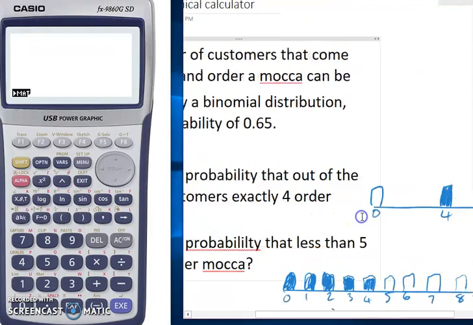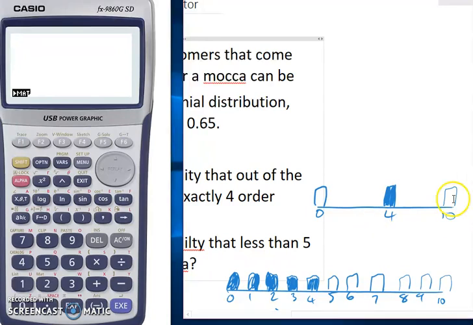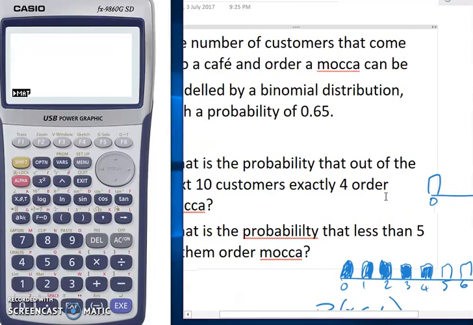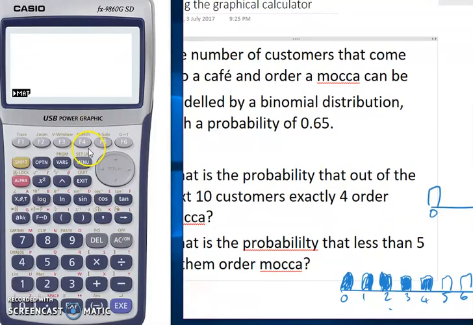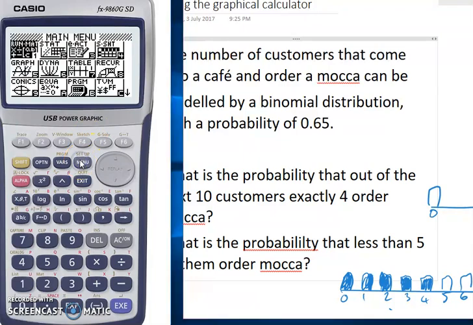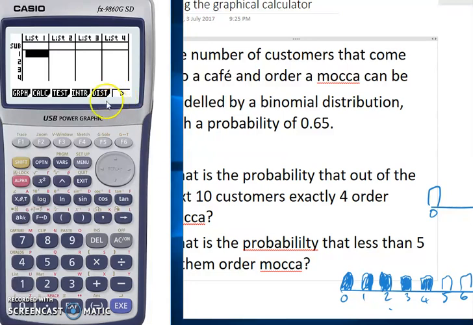I've made a little graph here already. 10 is the maximum customers, you get 0, and we want to know exactly 4. So we're looking at a binomial distribution. On our calculator, we click on menu and choose stat. We can either click on the 2 down here or use the arrows and go across and execute. There's a distributions button here, which lines up with F5. Then we've got normal, binomial, and more options, but we want binomial this time.